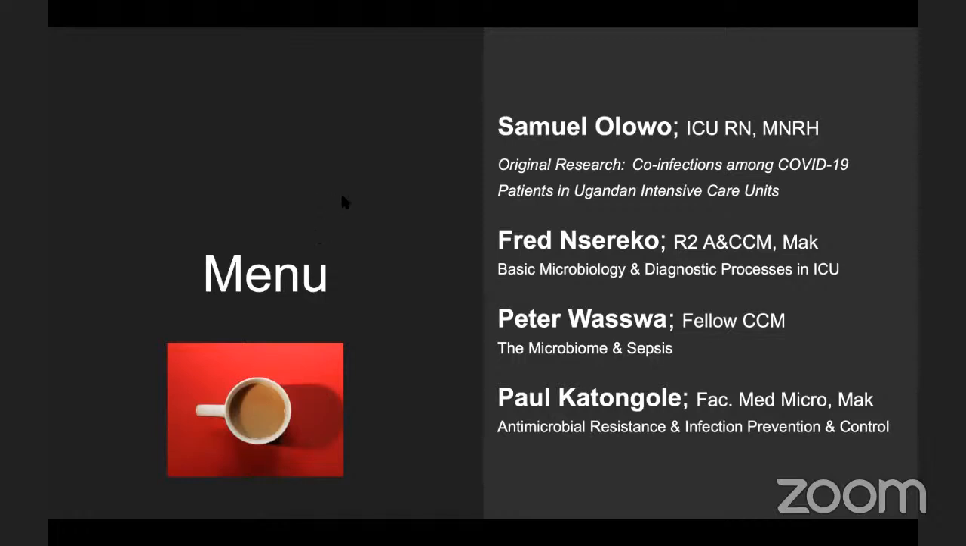And then we shall hear from Peter Waswa, who is a fellow in critical care medicine with the SCALE critical care program. And he'll be talking about the microbiome and sepsis. And finally, we shall listen to Paul Katongole. These are all doctors, by the way, except Samuel Olowo. And Dr. Paul Katongole is a microbiologist with extensive experience in antimicrobial resistance, infection prevention and control. And he will be talking about exactly that, multi-drug resistance and infection prevention and control.